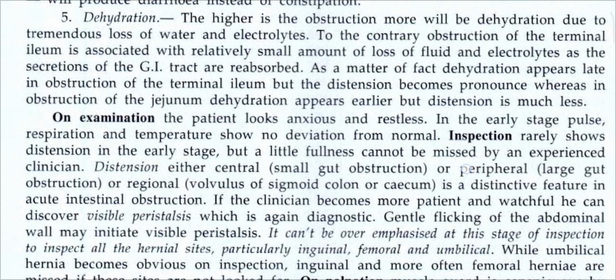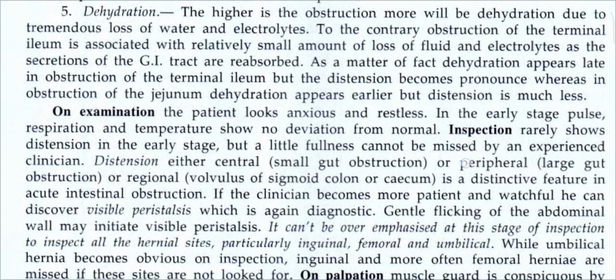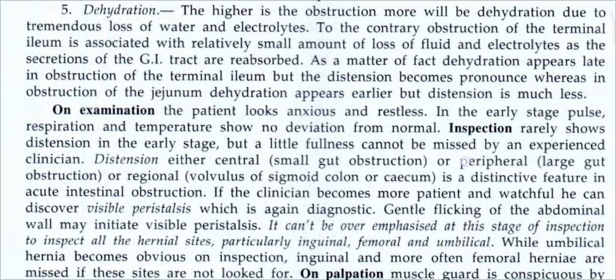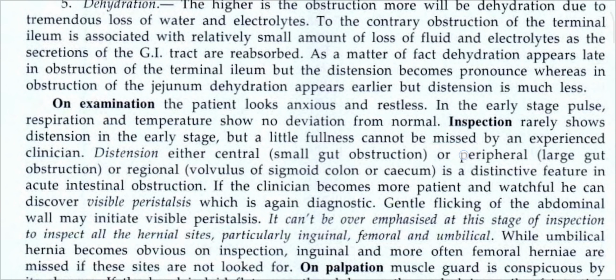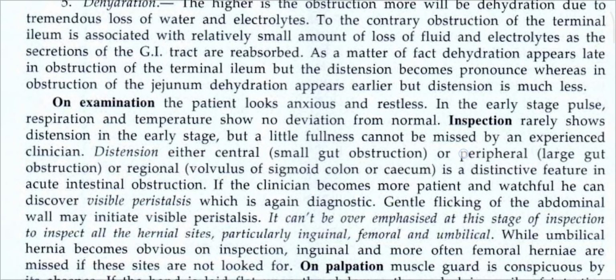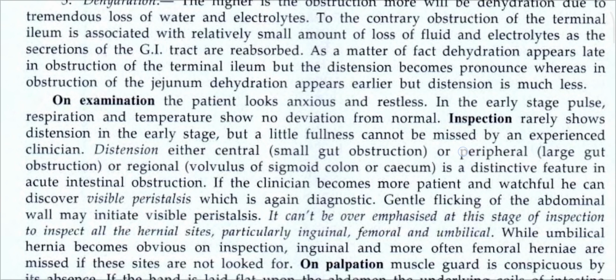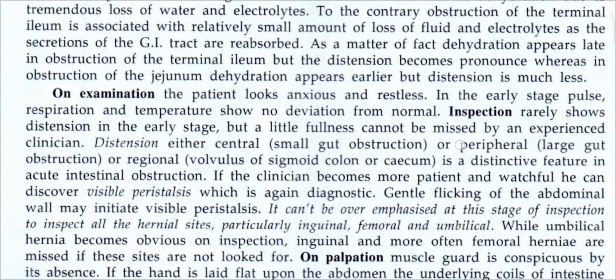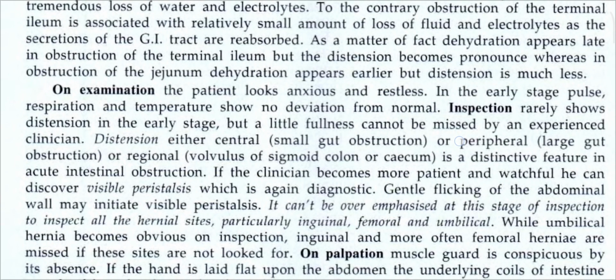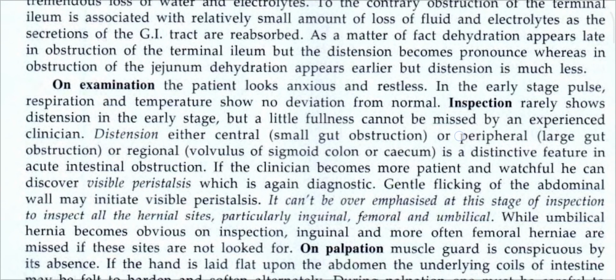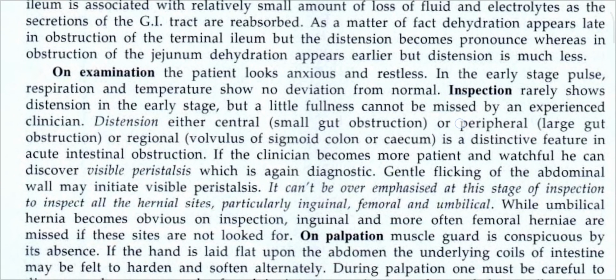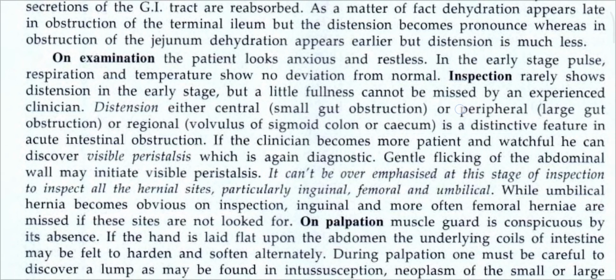Dehydration. The higher the obstruction, the more the dehydration, due to tremendous loss of water and electrolytes. To the contrary, obstruction of the terminal ileum is associated with a relatively small loss of fluid and electrolytes, as the secretions of the GI tract are reabsorbed. As a matter of fact, dehydration appears late in obstruction of the terminal ileum, but distension becomes pronounced, whereas in obstruction of the jejunum, dehydration appears earlier, but distension is much less.